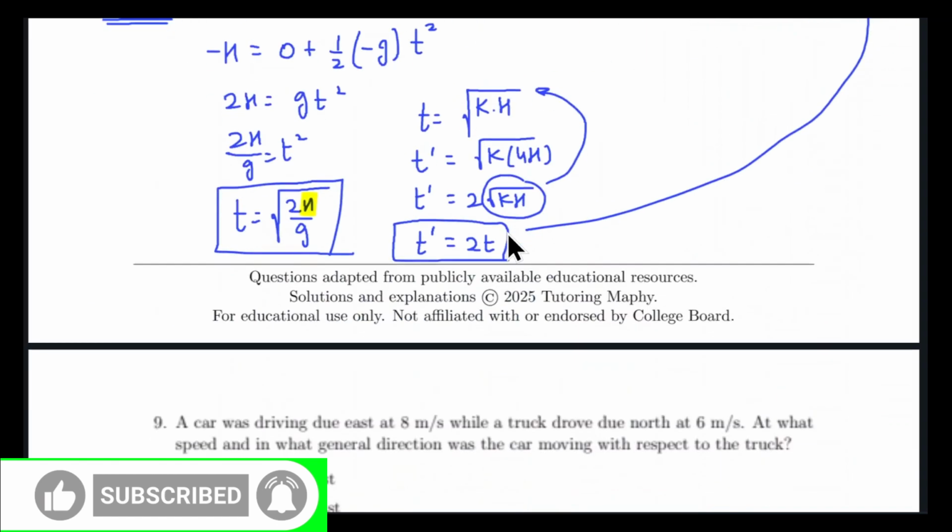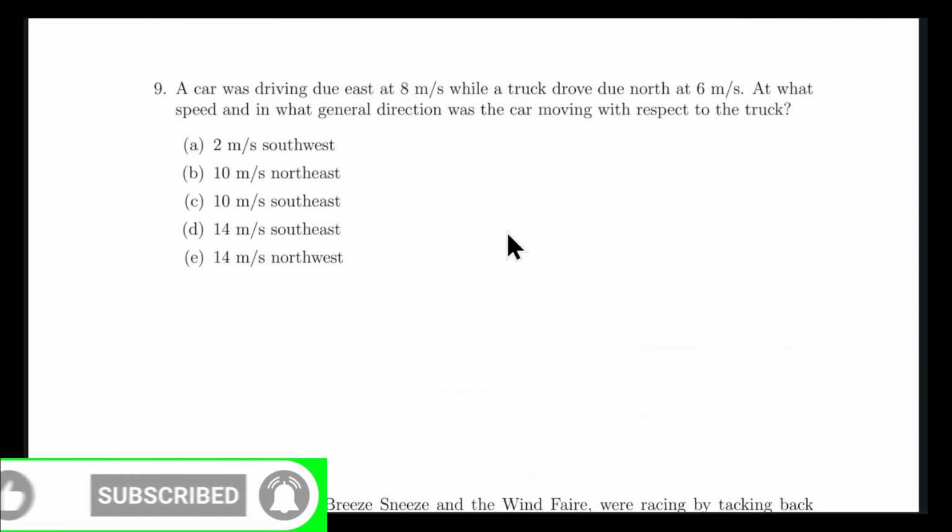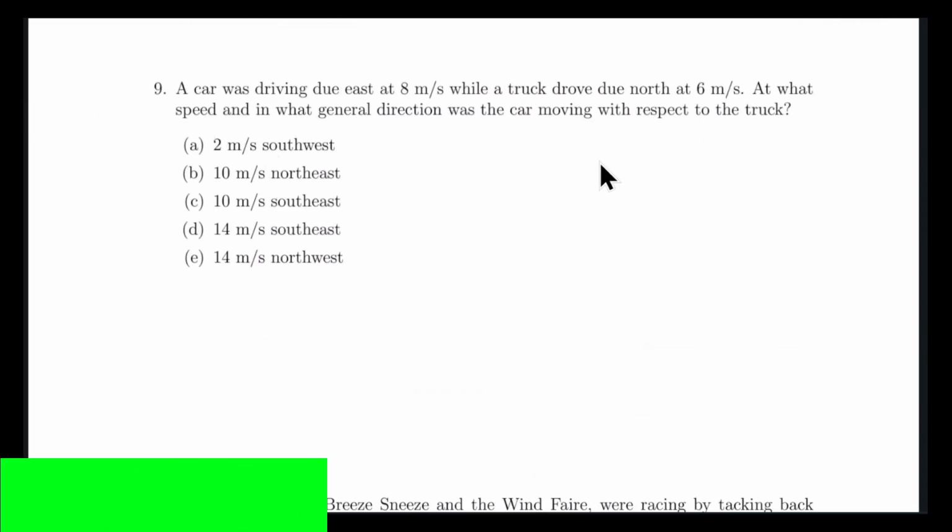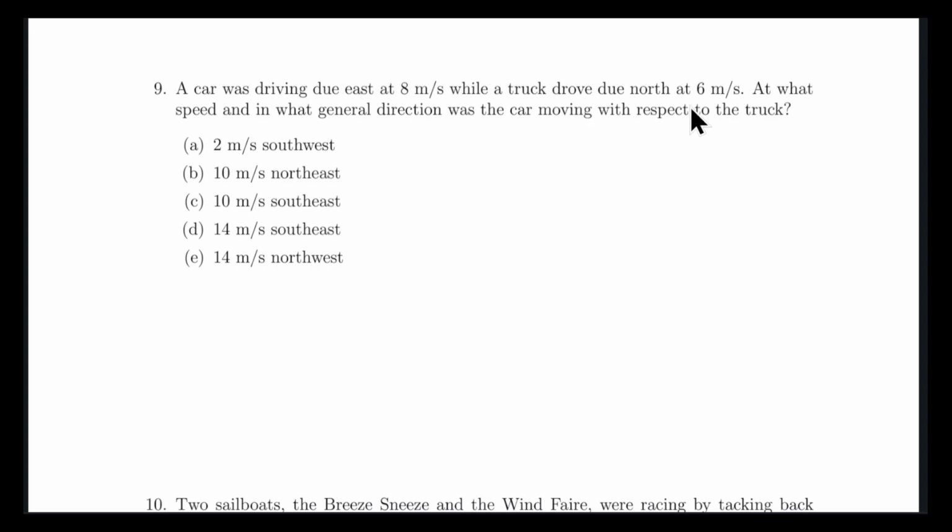Okay. A car was driving due east at 8 meter per second while a truck drove due north at 6 meter per second. At what speed and in what direction was the car moving with respect to the truck? We are talking about relative velocities now. East is right over here, that is 8, and north is right over here, that is 6. This is V car, this is V truck. We need to find the direction of the car with respect to truck.